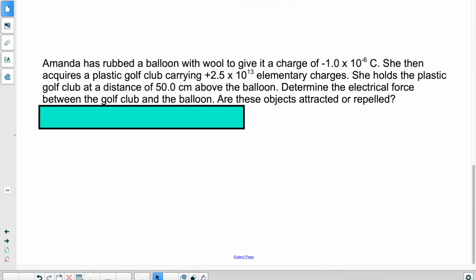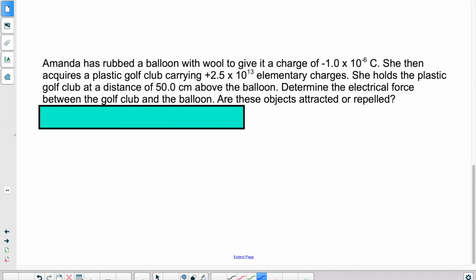Lastly, Amanda has rubbed a balloon with wool to give it a charge of -1 times 10 to the negative 6 Coulomb. She then acquires a plastic golf club carrying plus 2.5 times 10 to the 13 elementary charges. She holds a plastic golf club at a distance of 50 cm above the balloon. Determine the electrical force between the golf club and the balloon, and are these objects attracted or repelled? So let's take a look at the second part. Are they attracted or repelled? Well, the first one is negatively charged. The second one is positively charged. So because they are of opposite charges, they will be attracted. So that's the easy part.